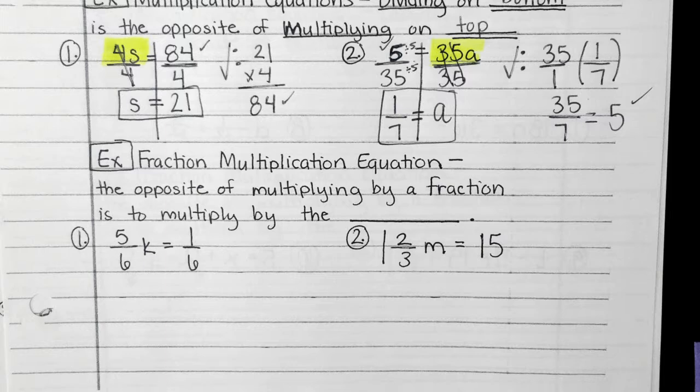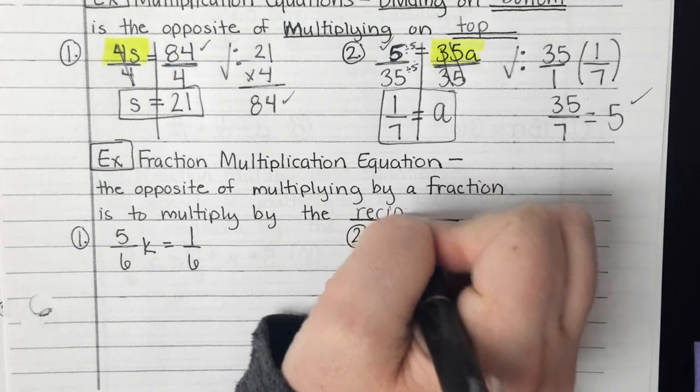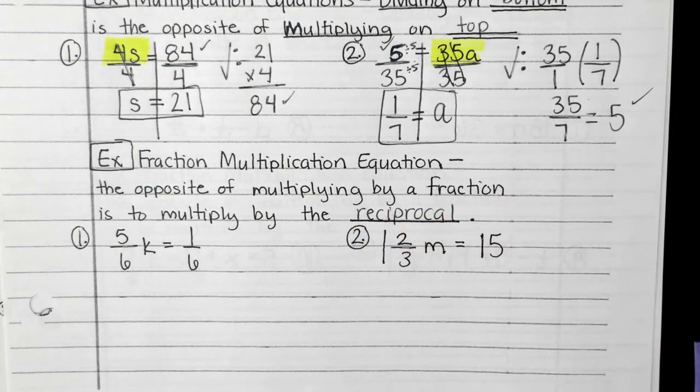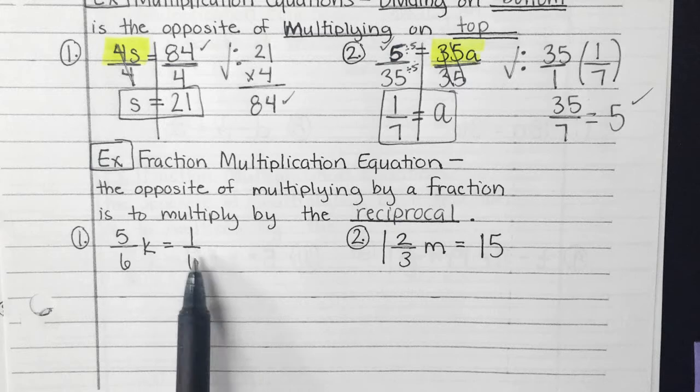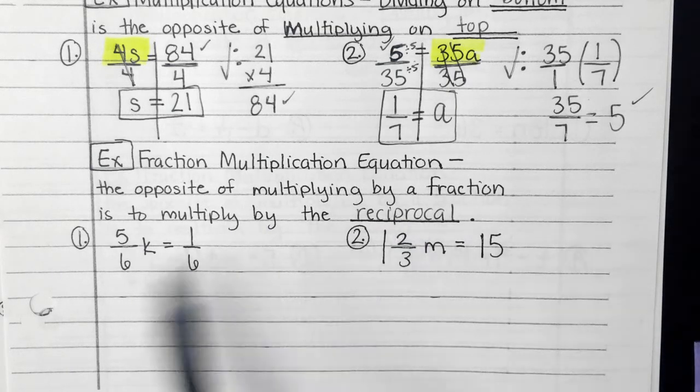You flip it. Does anyone remember what the special word is called when you flip a fraction? What is that called? The reciprocal. So we know the opposite of multiplying is dividing, but the problem is, guys, when you divide by a fraction, remember you keep, you change, and you flip. You change division to multiplying. So the opposite of multiplying by a fraction is actually multiplying by the reciprocal. Okay?